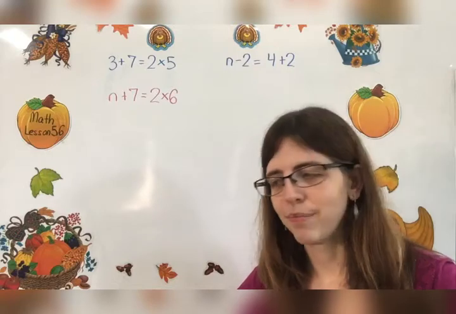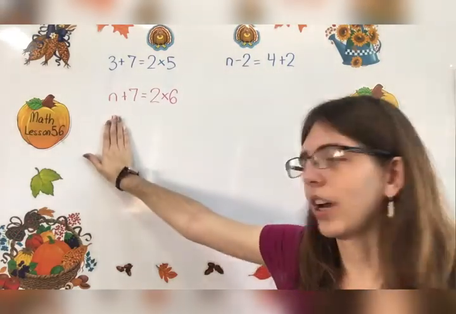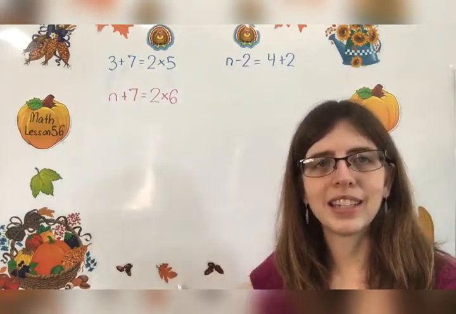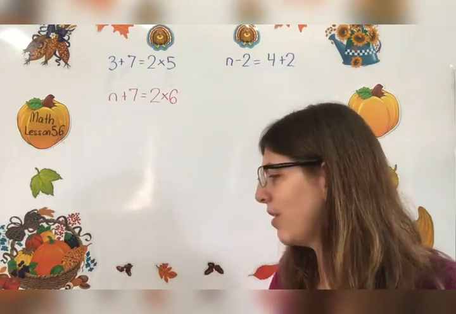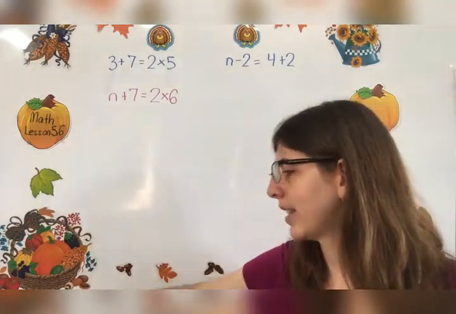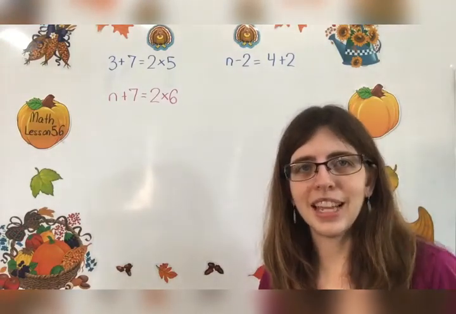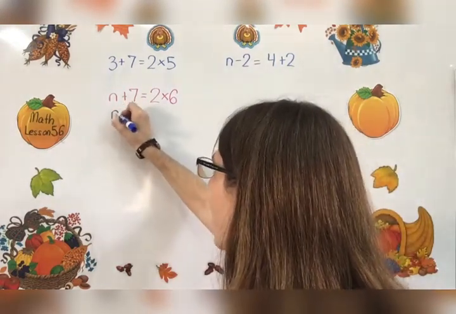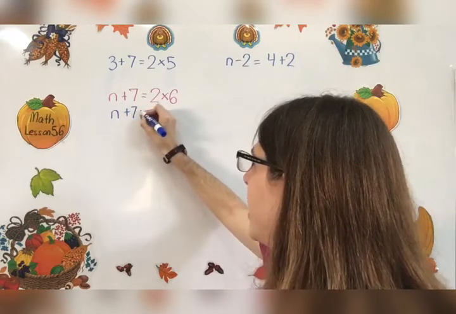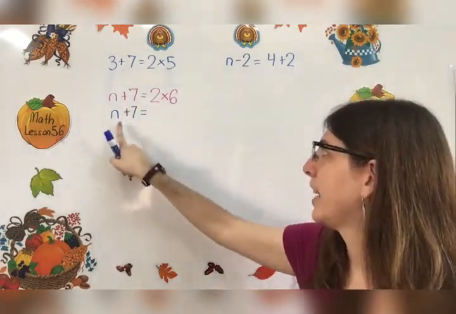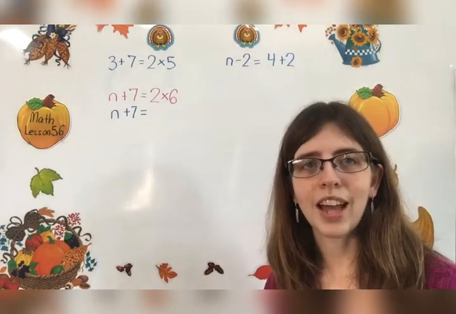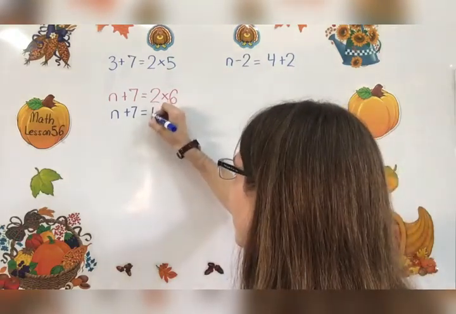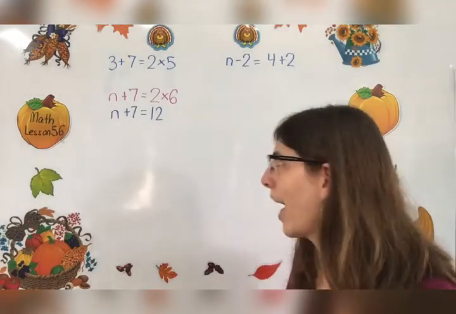Step number one, you have to simplify your equation. That means if you see anything that you can add, multiply, subtract, or divide, you have to go ahead and do that. So here I have 2 × 6. Well, I know I can multiply 2 × 6. I don't have to wait for anything. So I will go ahead and multiply that. So I rewrite n + 7 = 2 × 6, keeping it all in line. What is 2 × 6? 12. Very good. So n + 7 = 12.